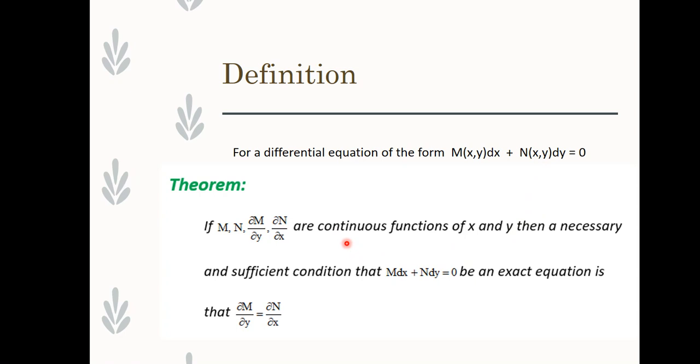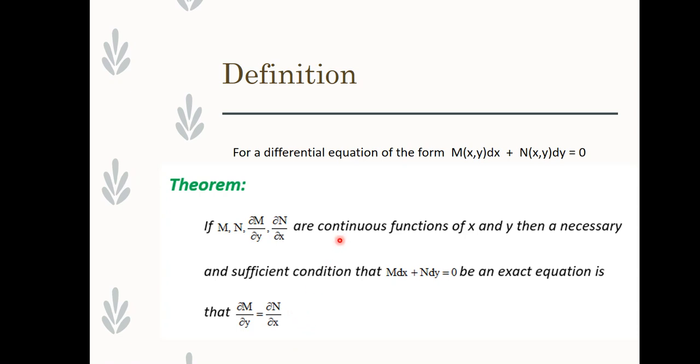Meaning, if we substitute a value for the variable on the said expressions, our answer should be something that exists. It's not indeterminate or infinity. The second condition is that the partial derivatives of M and N with respect to y and x respectively should be equal. So even if these two expressions are continuous, meaning their values are real and acceptable, if this partial derivative condition is not met, our DE is not yet said to be exact.